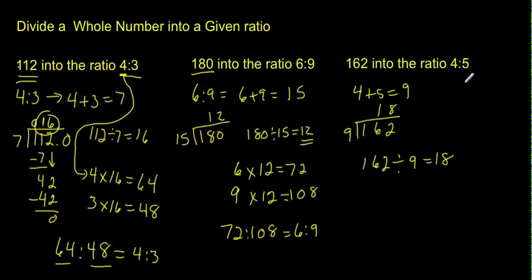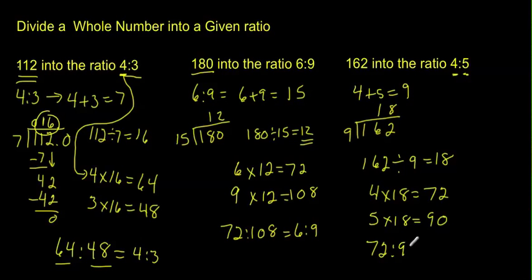That means we're going to multiply the 4 here by 18 and the 5 here by 18, and that will give us our ratio. So 4 times 18 is 72, and 5 times 18 is 90. So 162 made in the ratio of 4 to 5 is going to look like 72 to 90. And again, you can just add these two together to double check your work.